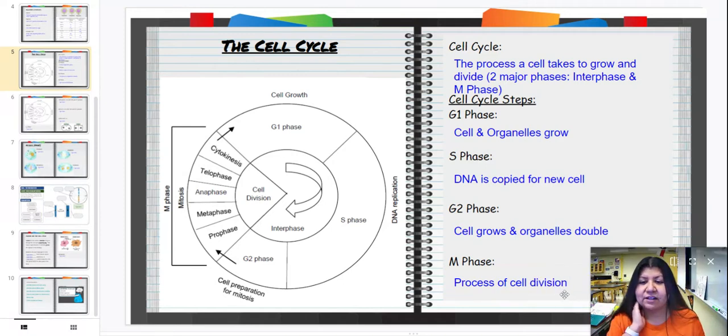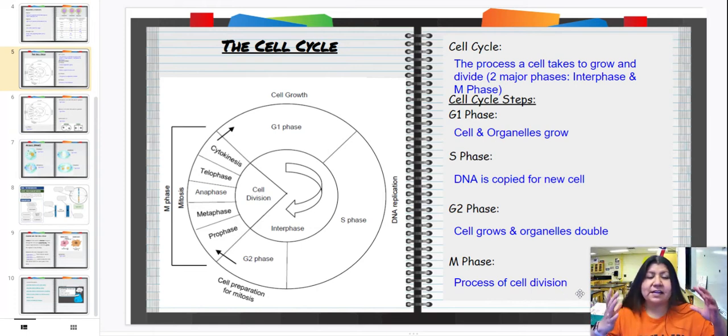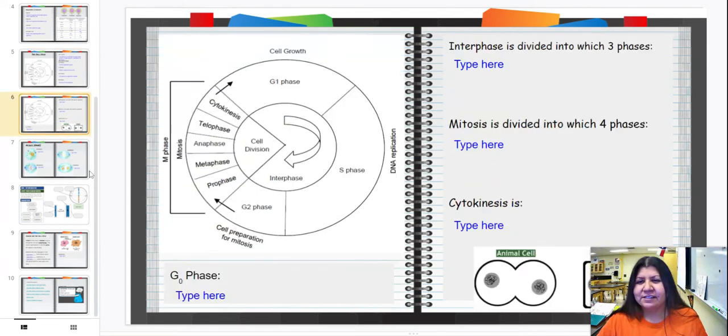Okay, so my cell needs to divide. Now I have a bigger cell. I have double the DNA, double the organelles. It's ready to divide. So if you still have stuff to type out, go ahead and pause this. If not, we're going to go ahead and move on.